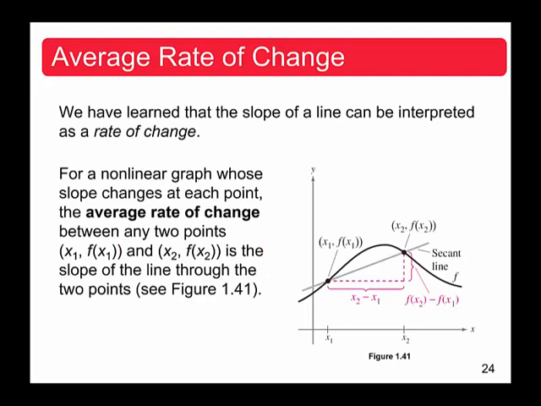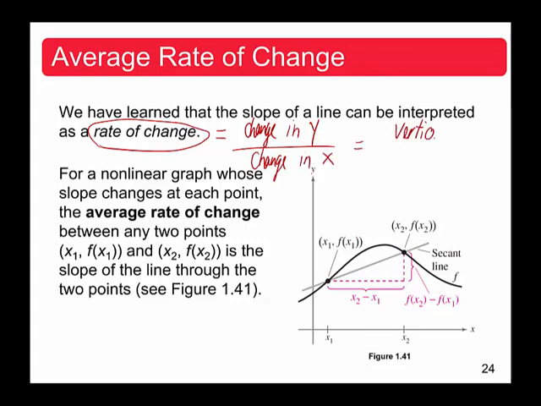So we learned that the slope of a line could be interpreted as rate of change. Basically, rate of change is changing y over changing x. We also call that vertical change over horizontal change. Okay, so this is a very intuitive interpretation of the slope. And the slope of a secant line could be interpreted in a very similar fashion.